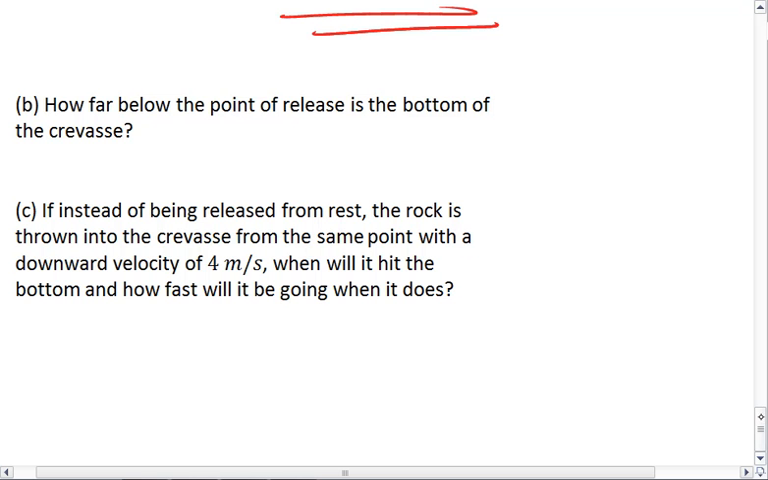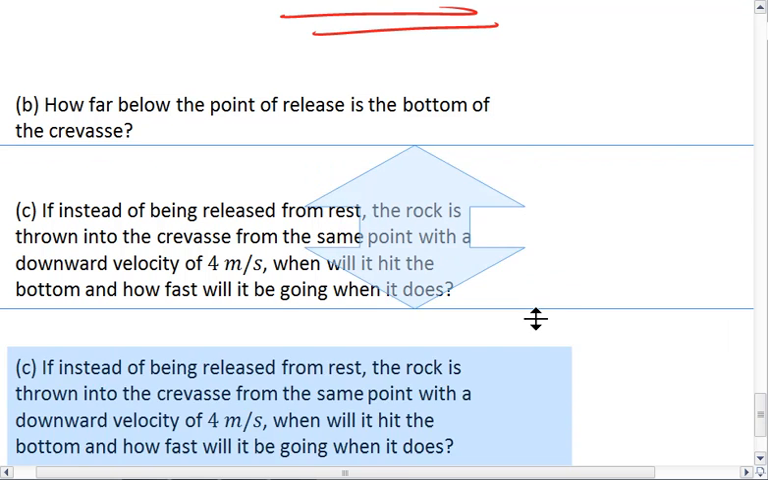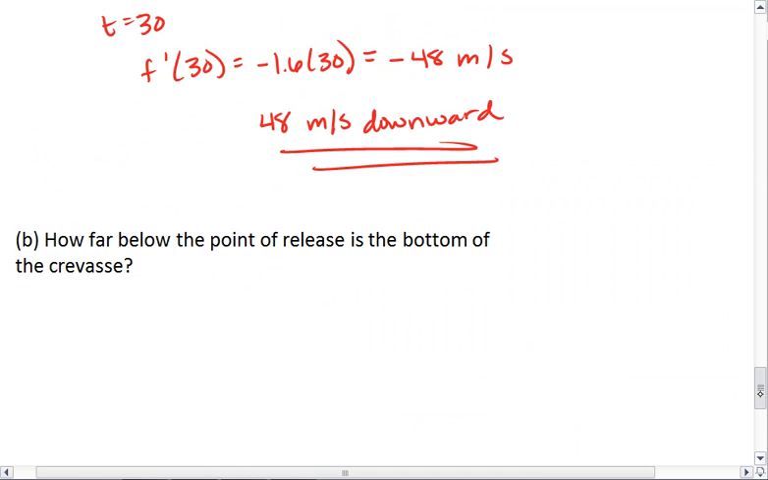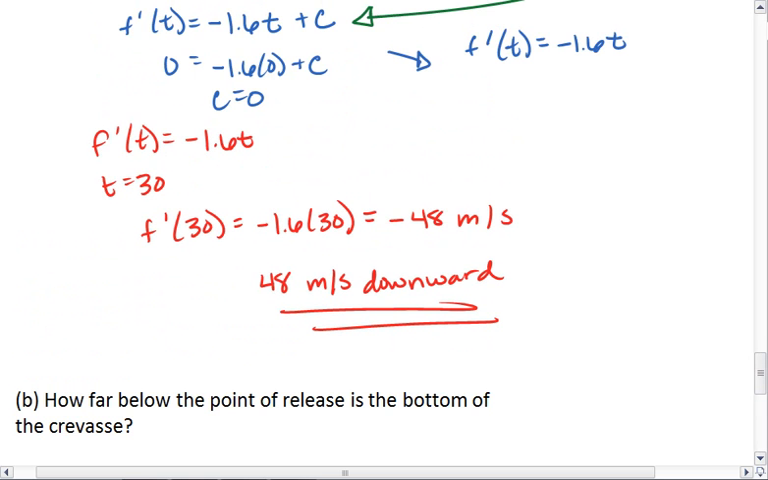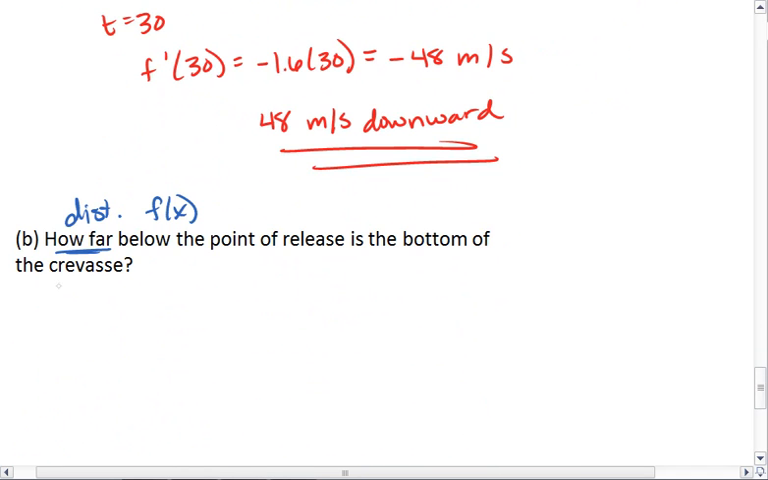For part B, we now want to know how far below the point of release is the bottom of the crevasse. How far is looking at distance, which means we want the original function f. We have f double prime of t equals negative 1.6, f prime of t equals negative 1.6 t.